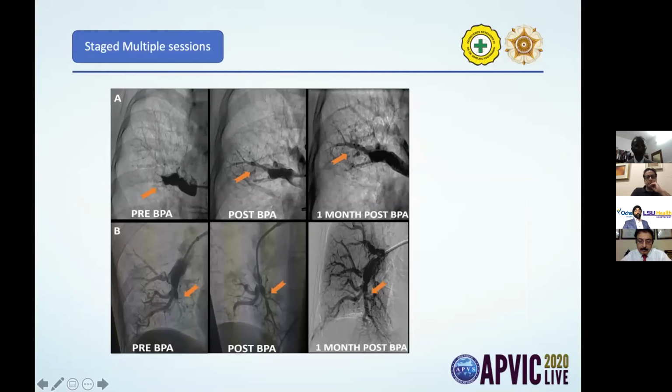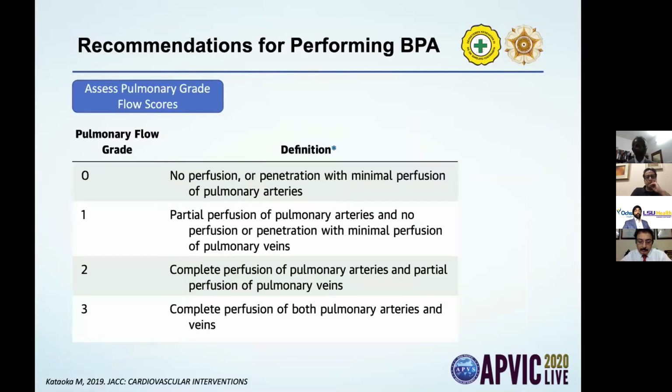The next is we have to assess the pulmonary flow grade score, and it goes from 0 to 3. When it goes to complete perfusion of both pulmonary arteries and veins, then we will have a good result of BPA itself.